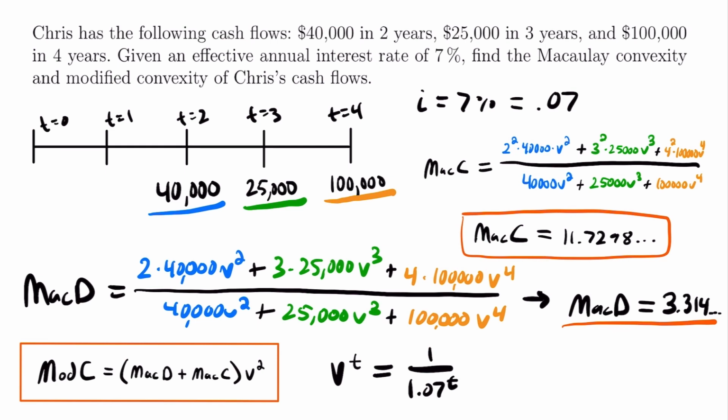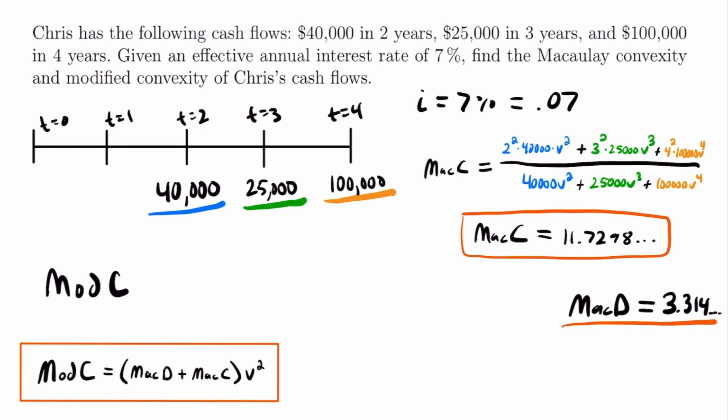But now that we have the Macaulay convexity and the Macaulay duration, we can use those two calculations to find the modified convexity. So here's what we'll have. The modified convexity is equal to the Macaulay duration, which is 3.314 and some more decimals, and that will be added to the Macaulay convexity, which is 11.7298 and some more decimals, and that will be multiplied by the present value factor squared.